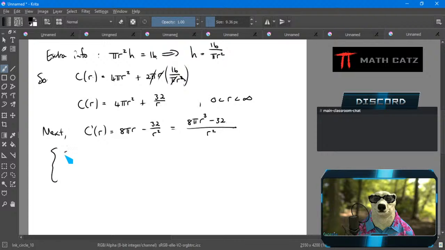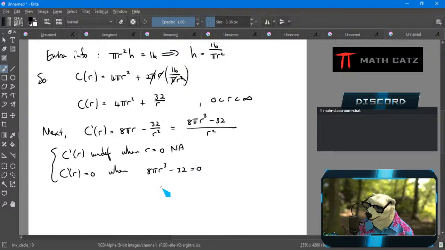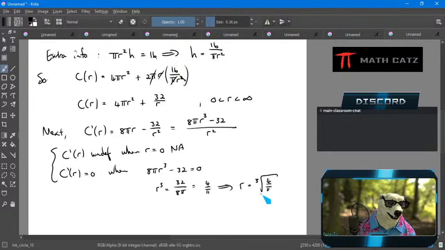So I have two checks that I need to mention. The derivative can be undefined when r is equal to 0, but that's not applicable for me. I can't actually get a 0. So the only thing I'm really interested in is when this is equal to 0, and that's going to be when the numerator equals 0. So I solve for r. I get 32 over 8 pi, or 4 over pi, and therefore r is the cube root of 4 over pi.